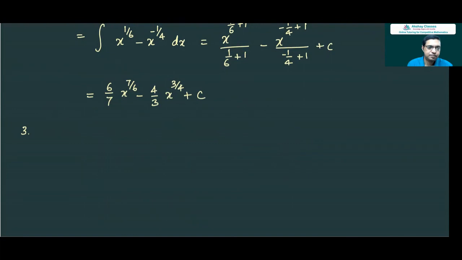Third question. Integral of (3·2^x − 2·3^x) upon 2^x dx.